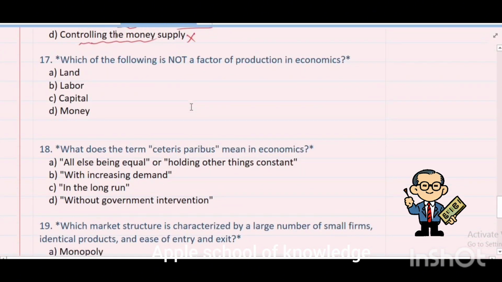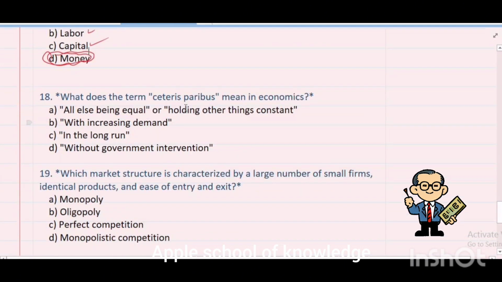Let's move on to 17. Which of the following is not a factor of production in economics? We have discussed the factors of production in some detail. Money is the medium of exchange, so this is not a factor of production. Land, labor, and capital are the factors of production.